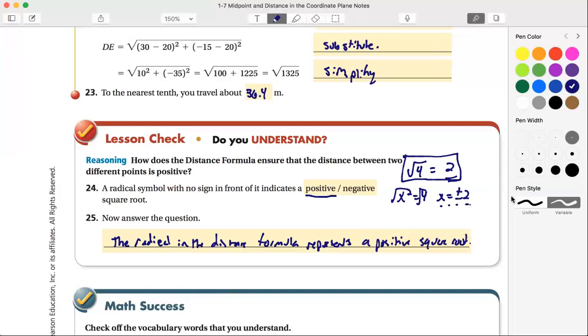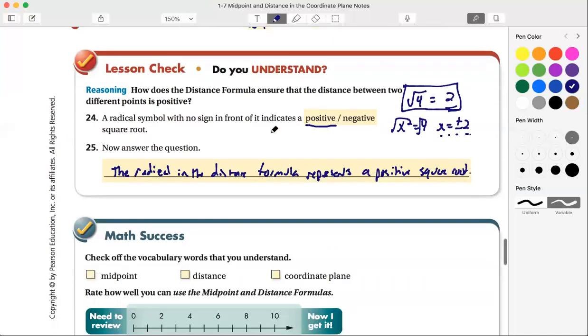All right, and that is the end of this section.